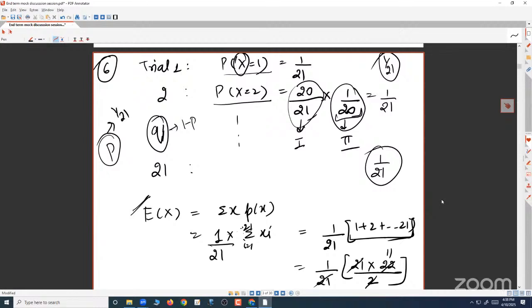So every time there will be a reduction in the denominator, right? But this one I don't understand. Why are we multiplying here, madam? Why are we multiplying 20 divided by 21 into 1 by 20?